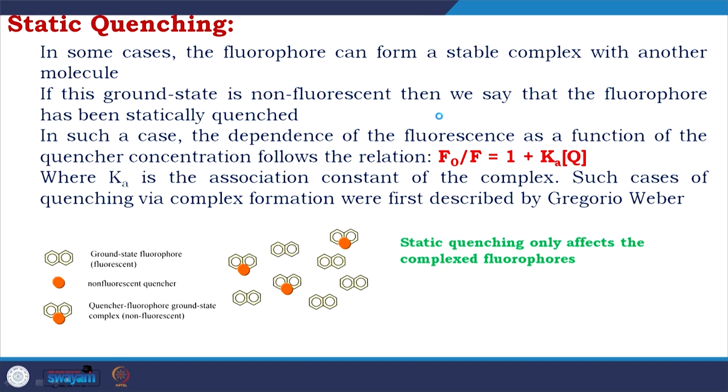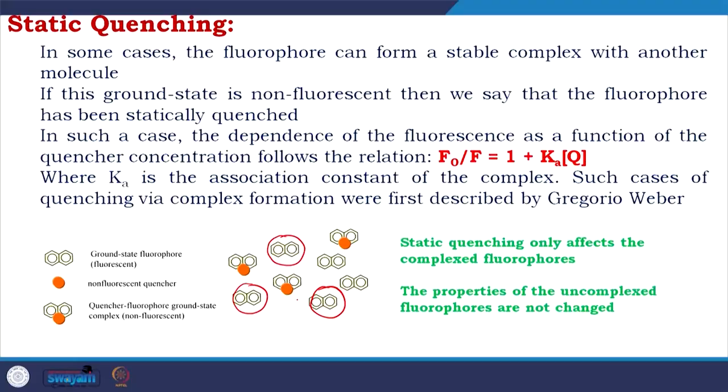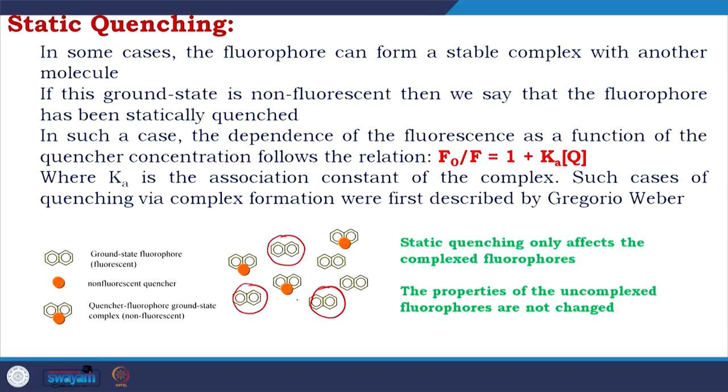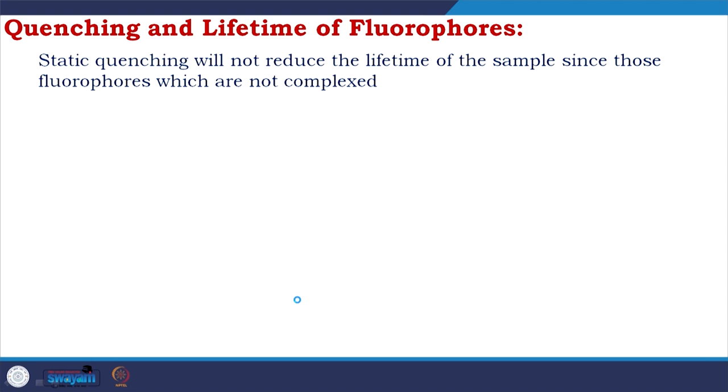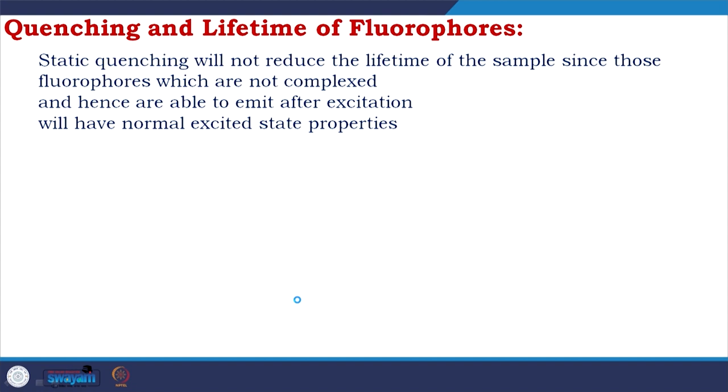So, the static quenching only affects the complexed fluorophore, it would not affect the fluorophores which are open, while in dynamic it could interact with any of them. The properties of the uncomplexed fluorophore are not changed, they show properties of a normal fluorophore. Quenching and lifetime of fluorophore. Static quenching will not reduce the lifetime of the sample, since those fluorophores which are not complexed work like a normal one and hence are able to emit after excitation with normal excited state properties.